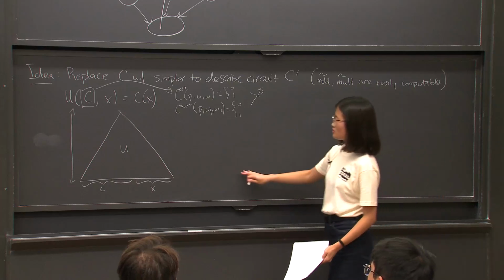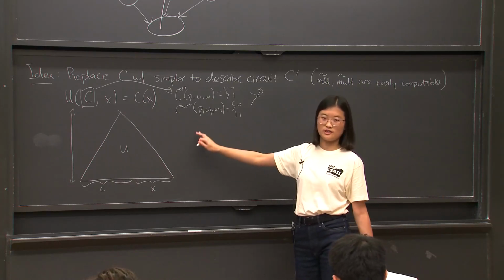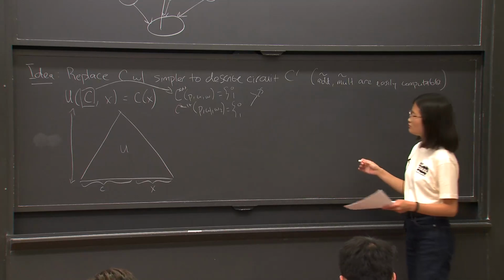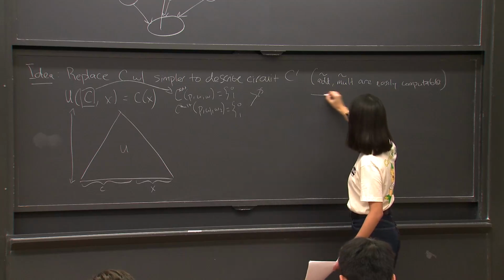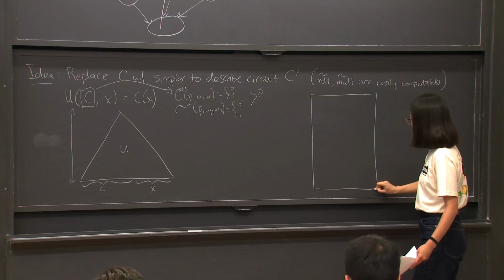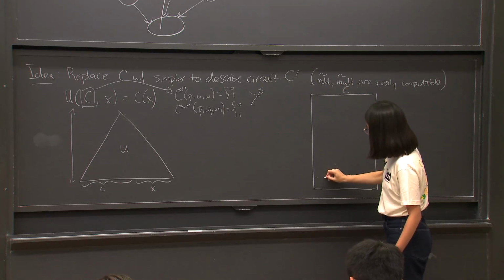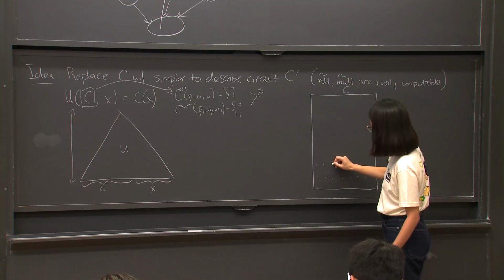Okay, so my claim is basically that this universal circuit is going to be much simpler to describe than the original circuit C. Let's see why, hopefully not in too much detail, but enough to get an idea. Let's say this is your circuit C over here. It's going to be a bunch of layers with a bunch of gates in each layer, and they each have some functionality.